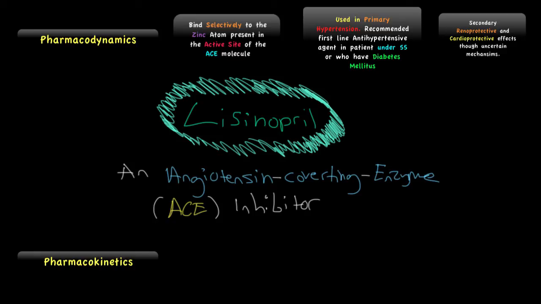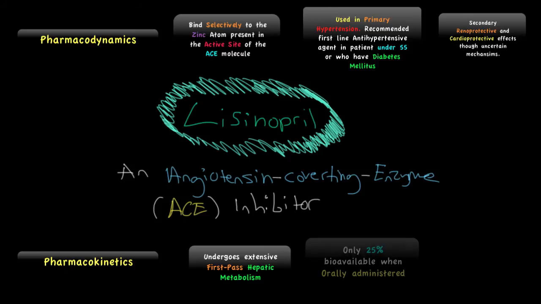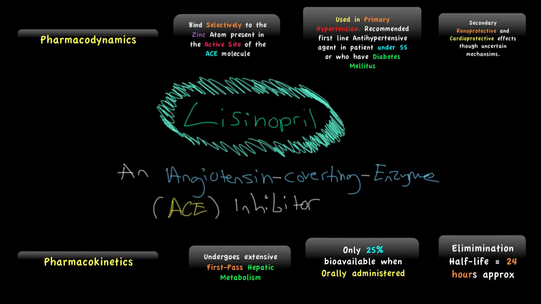In terms of pharmacokinetics, lisinopril undergoes considerable first-pass hepatic metabolism, with only a 25% bioavailability reading when using a normal preparation. However, as do other ACE inhibitors, it possesses a good half-life lasting on average around 24 hours, and this allows a once-daily administration route to be considered.